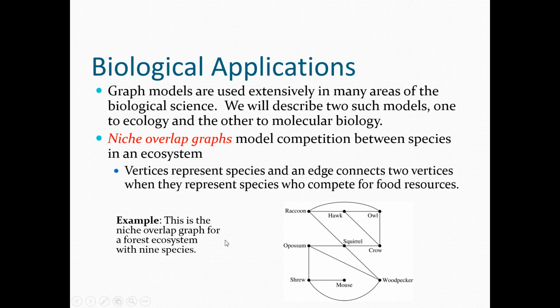So this is the niche overlap graph. Hawk and owl are connected. It means they compete for food resources. Woodpecker and squirrel are connected. Woodpecker is also connected to shrew, and mouse is only connected to shrew. So whenever the species compete for food resources, they are connected with edges.